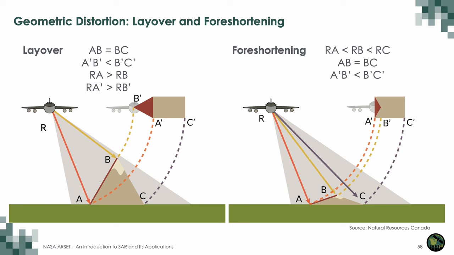Now, because the radar measures distance in the slant range, that slope from A to B will appear compressed, and the length of the slope will be represented incorrectly. Depending on the angle of the mountain slope in relation to the incidence angle of the radar beam, the severity of foreshortening will vary. And maximum foreshortening will occur when the radar beam is perpendicular to the slope, such that the slope, the base, and the top are imaged simultaneously.